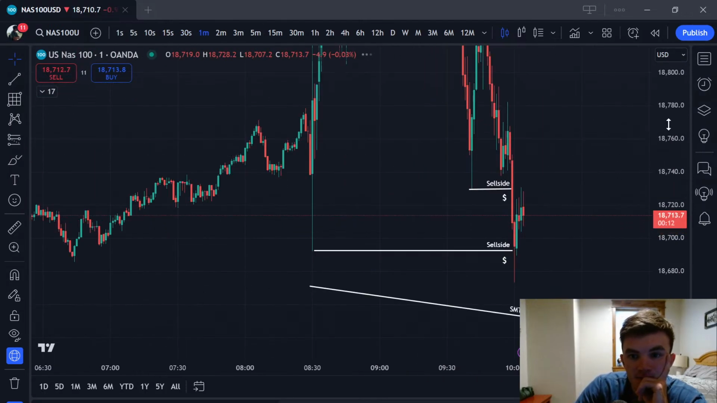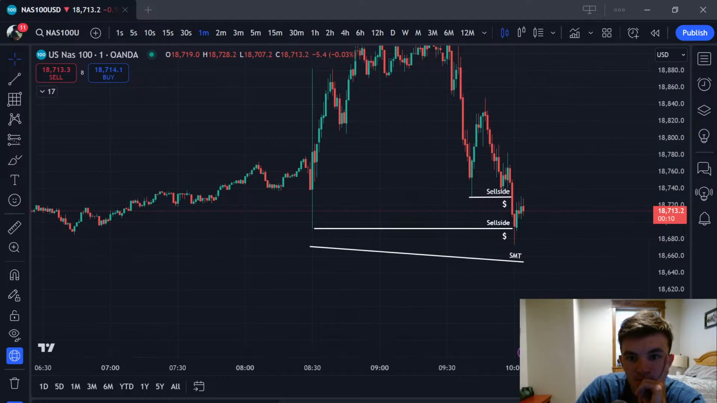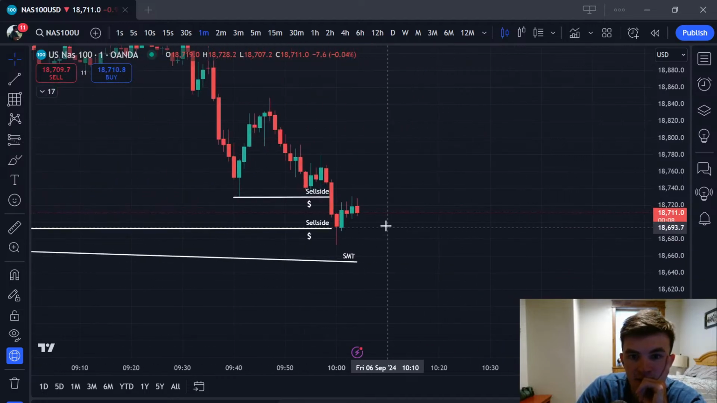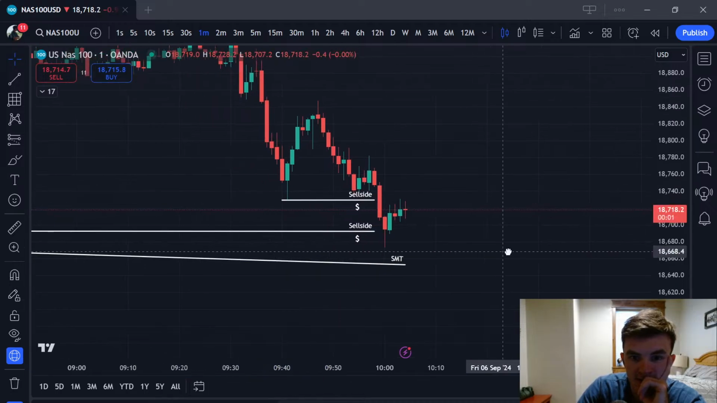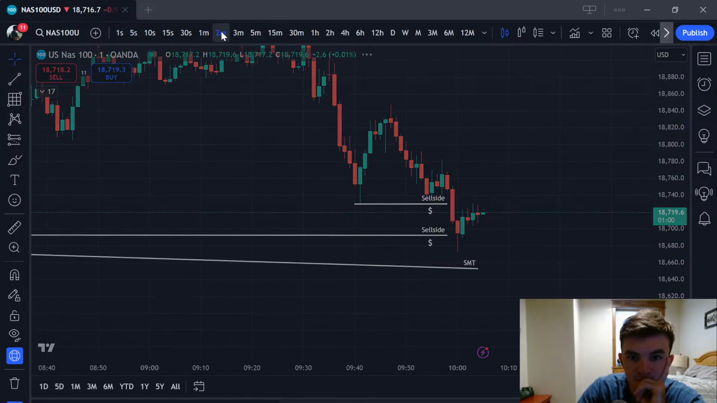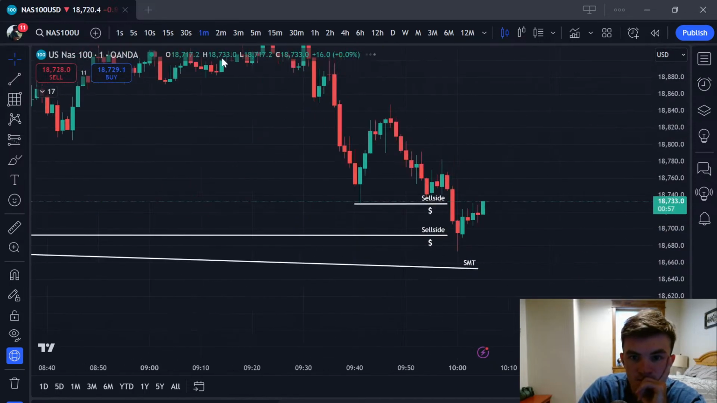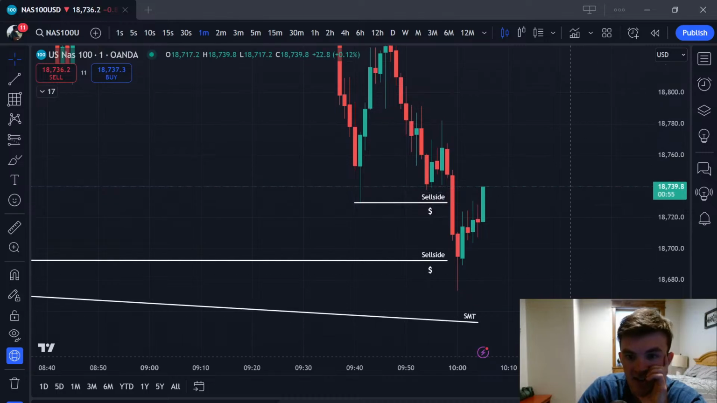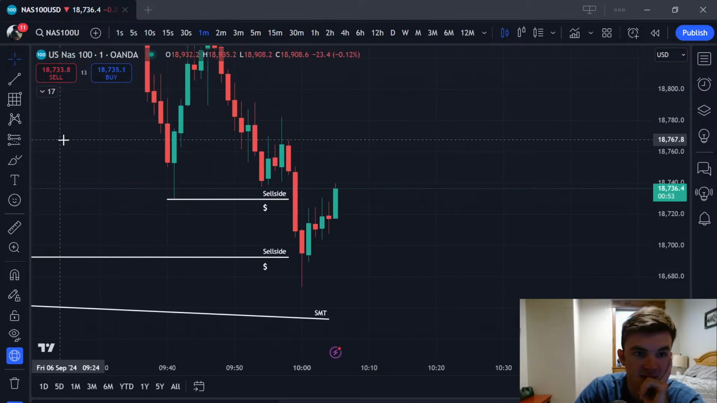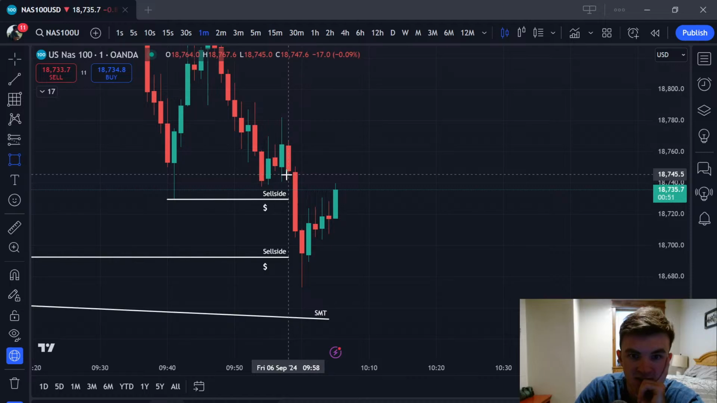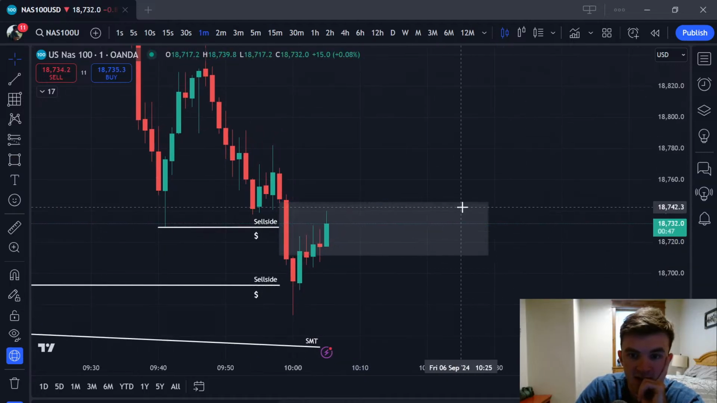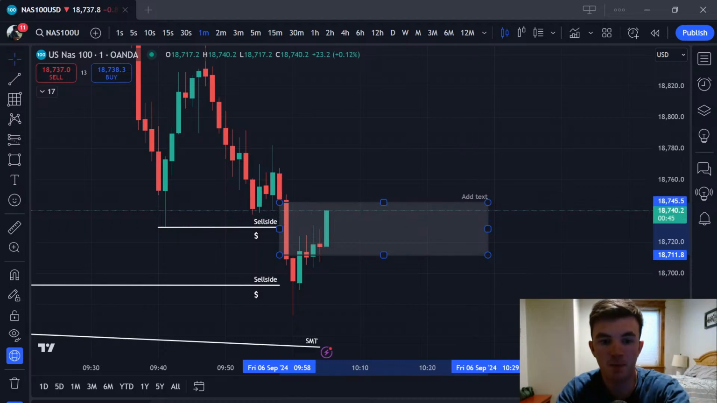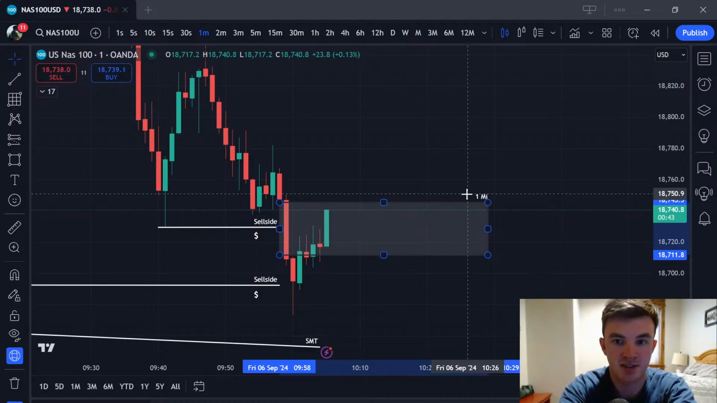So I think if this 1 minute inverses, this would be a pretty good setup. Yeah, this is where we want to enter. If this 1 minute inverses, this is the entry. 1 minute, yes. So, okay.